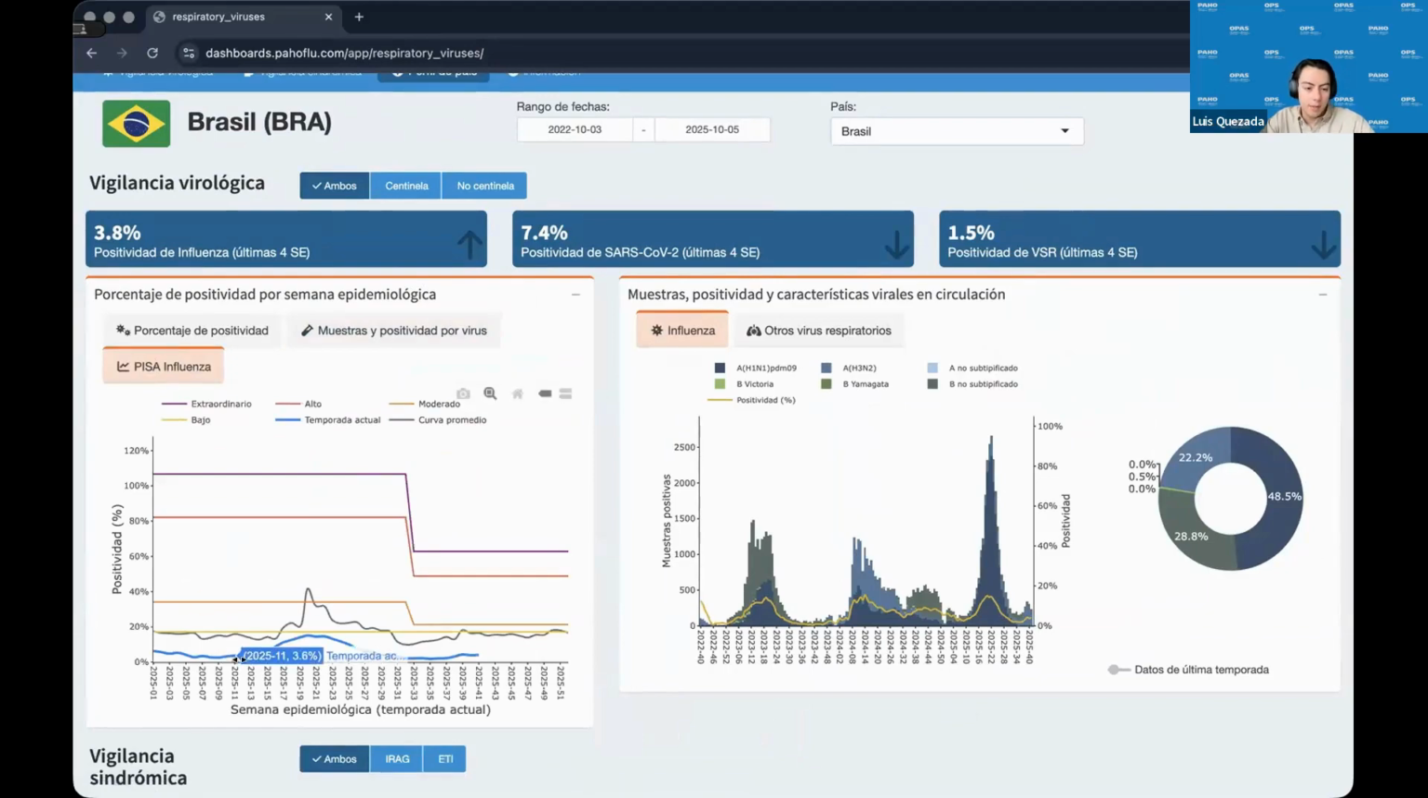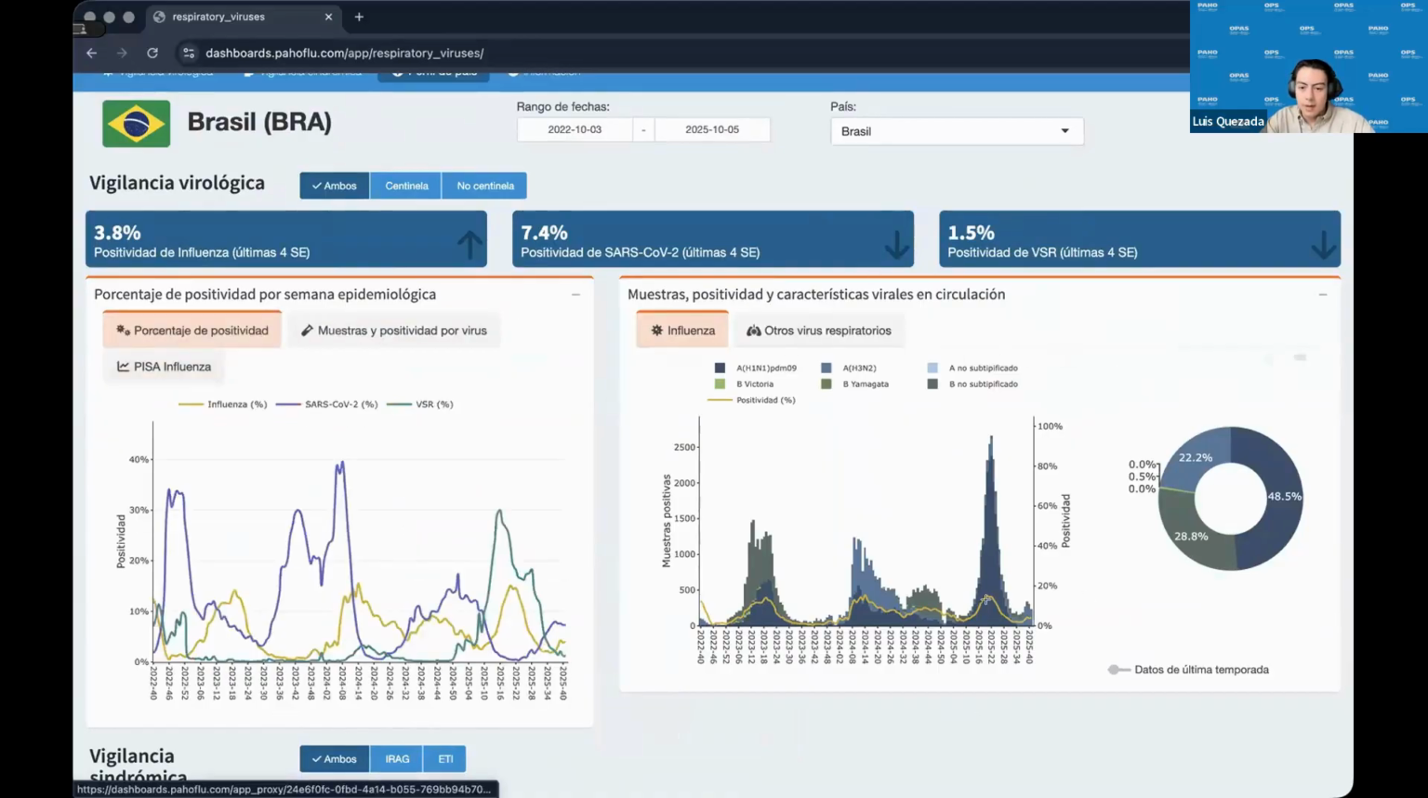And then we have the influenza section to determine the present positiveness of influenza. That's the blue, and the average curve, that's a gray line, and we can also see the various data for the 4 EWs. On the right-hand side, we see the types and subtypes of influenza.